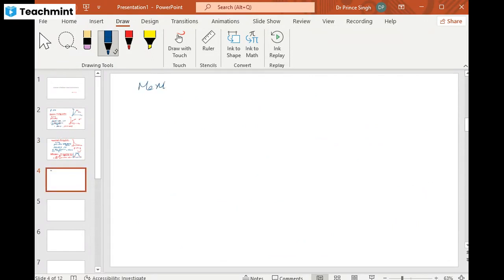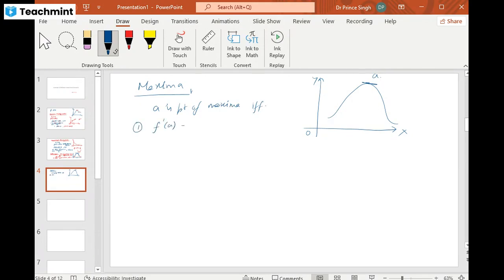What is the condition of a maxima? If we say this is the x-axis, this is the y-axis, and this is the origin, and A is a point of maxima, then the first condition is that the derivative of the function at that point is 0. At the point A, the derivative of the function is 0.